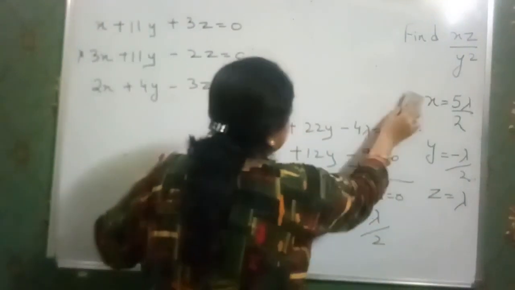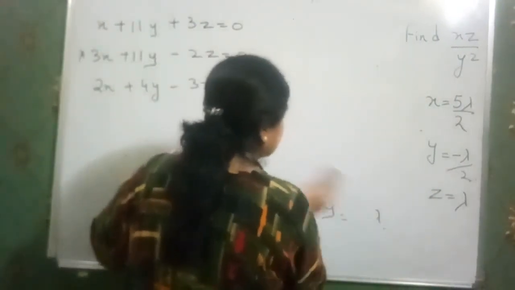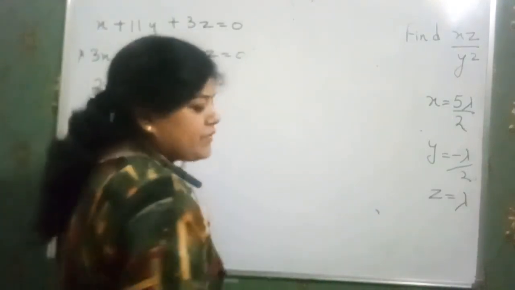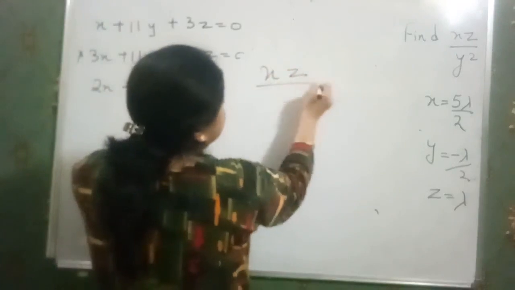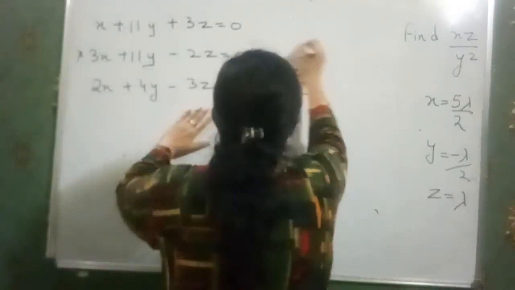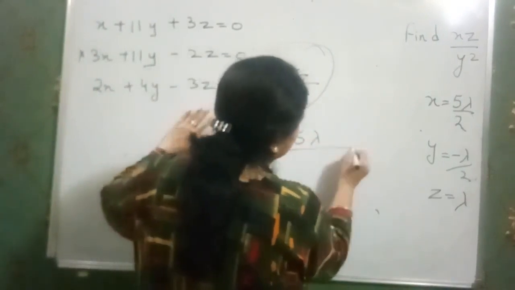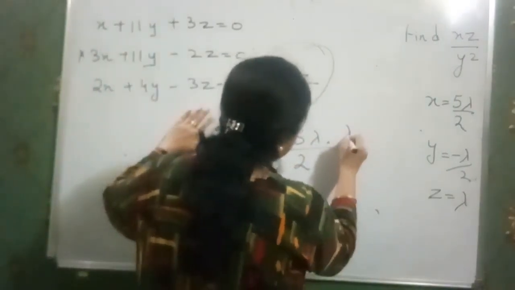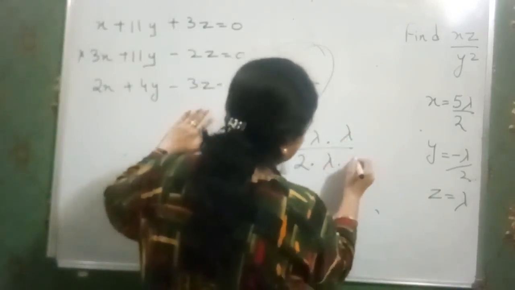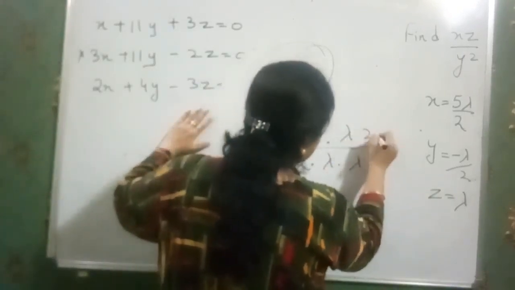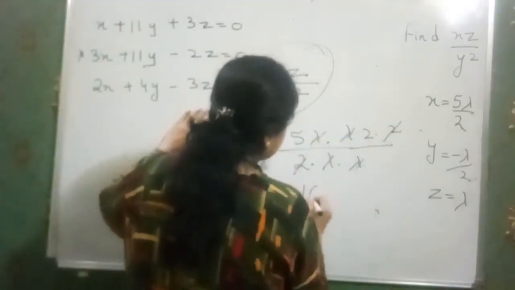So in this way, in the trivial solution of equations, we have different types of questions. We find the number of solutions, we find the values of lambda, and also we ultimately find the value of an expression made up of a combination of these. So we have 5 lambda over 2. In place of z, we write lambda. In place of y square, we write lambda into 2 into 2. It all gets cancelled. So we are left with 10.